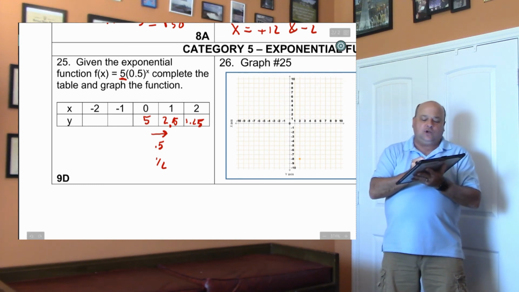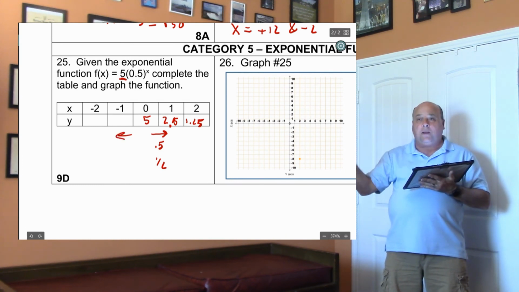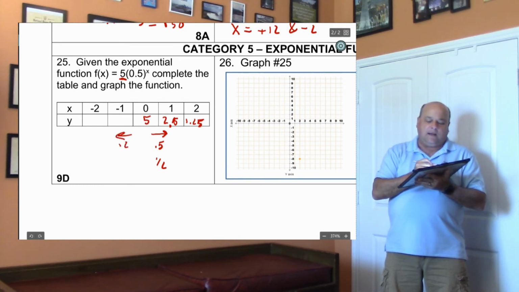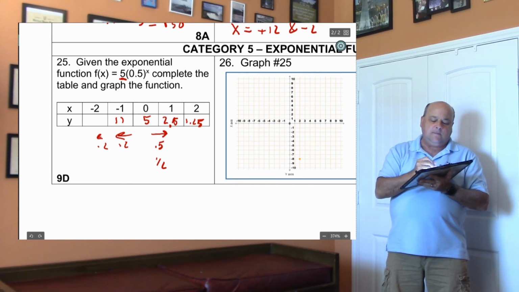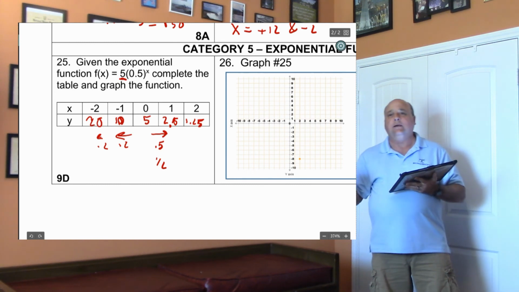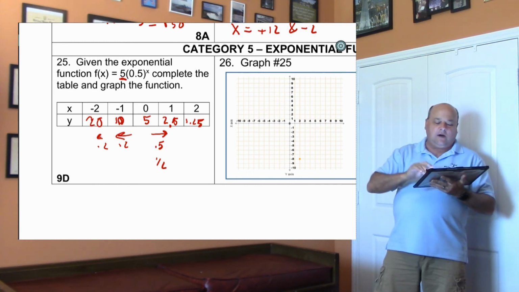Now then, if I go to the left, the opposite of multiply by 1/2 is multiply by 2, aren't I? So I'm going to multiply by 2. The number's got to get bigger. 5 times 2 is 10. And 10 times 2 is 20. I got to get a new pen tip. Okay, now then, let's graph these.